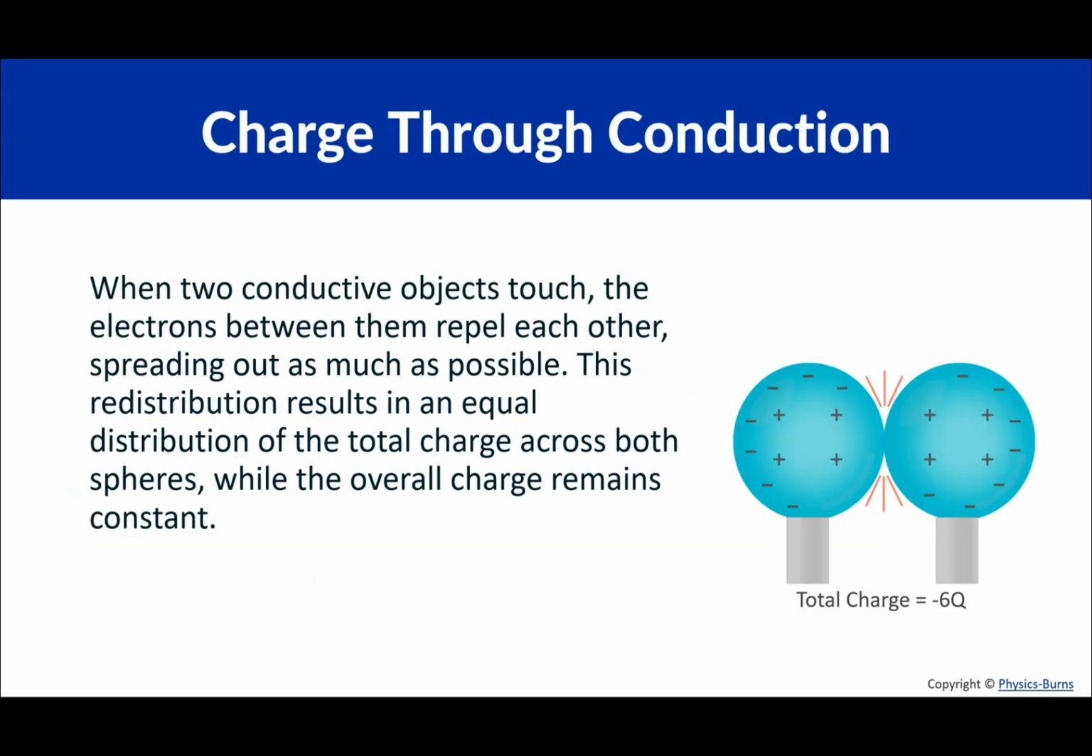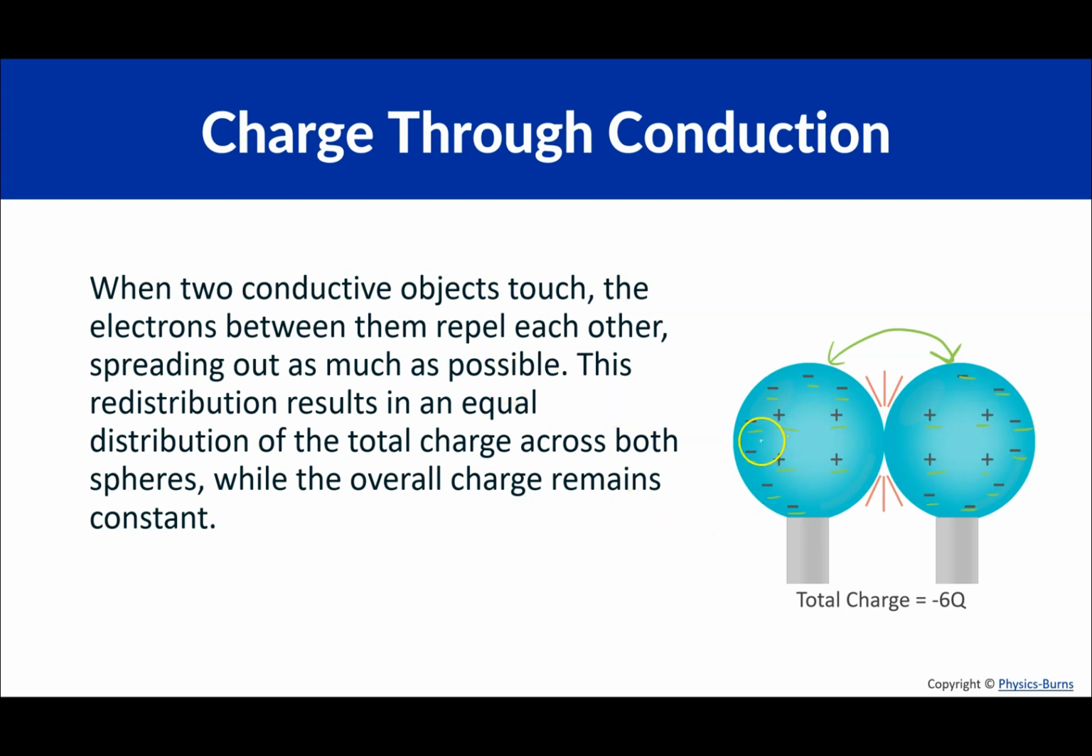Okay, moving on. When two conductive objects touch, the electrons between them repel each other, spreading out as much as possible. This redistribution results in an equal distribution of the total charge across both spheres, while the overall charge remains constant. Okay, so we can see that there are a lot more electrons here than there are protons, or positive charges to negative charges. And so when two conductive objects touch each other, they're going to spread out as much as possible.